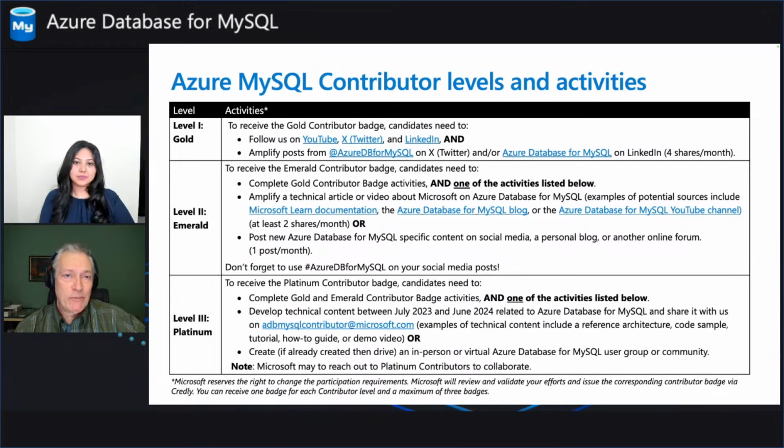This just is a table that shows the different levels and requirements for each level. The gold level really is very simple. You simply need to follow us on our social media platforms and just amplify some posts, 4 posts a month, and you're a gold contributor. Of course, the requirements go up as the badge award goes up, but it's very easy to get started, and you can apply for gold first and then get an emerald later. If you're already working at the emerald level, go ahead and apply for that. But it's very easy to get started.